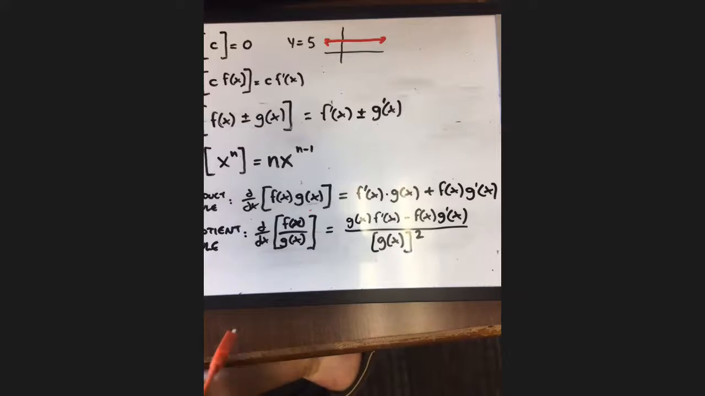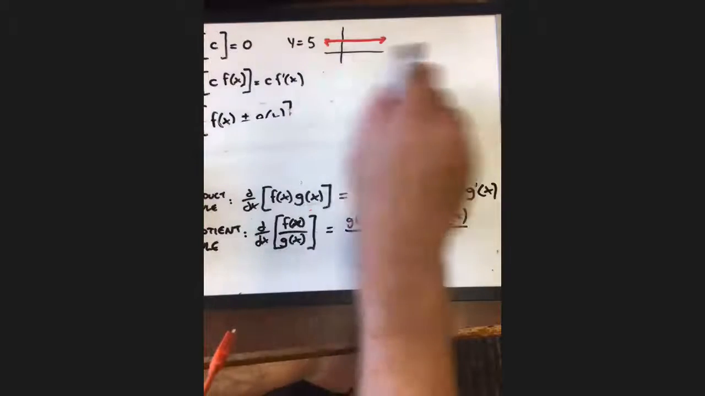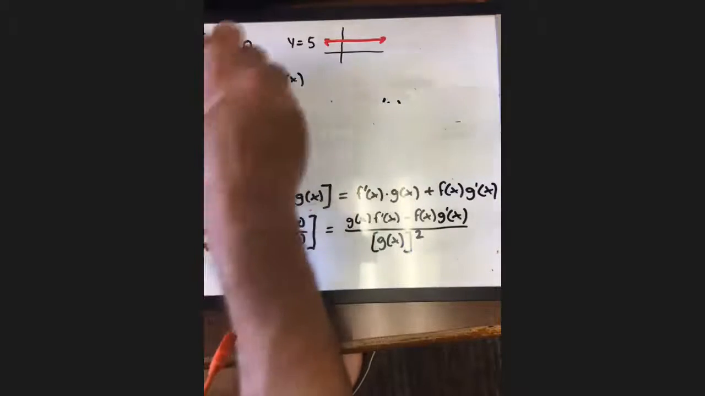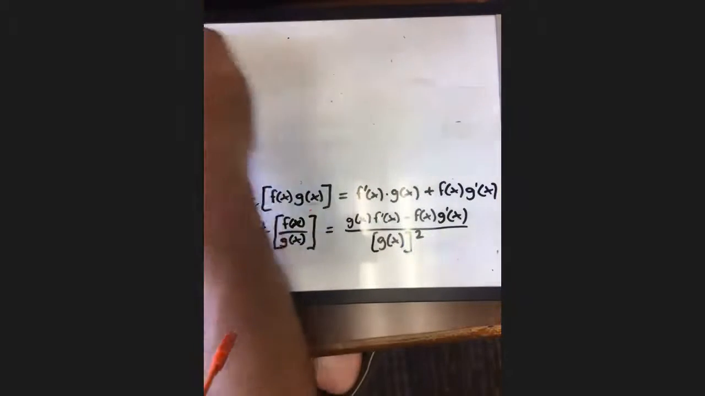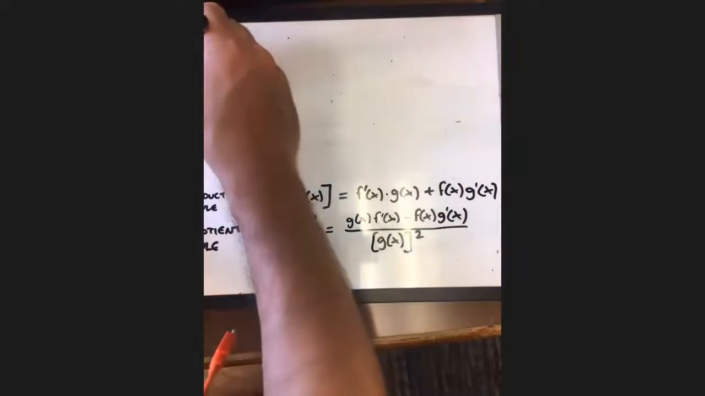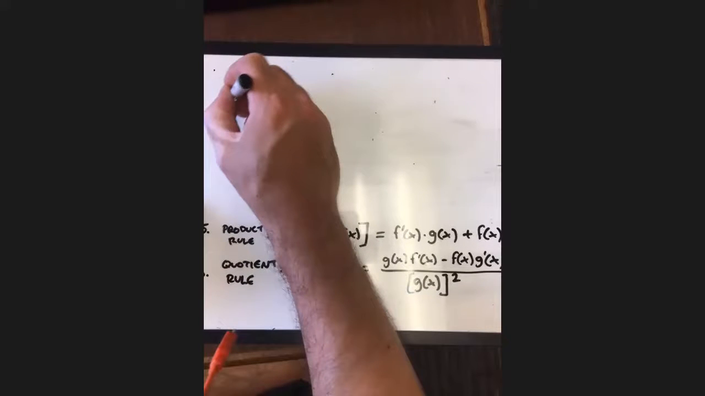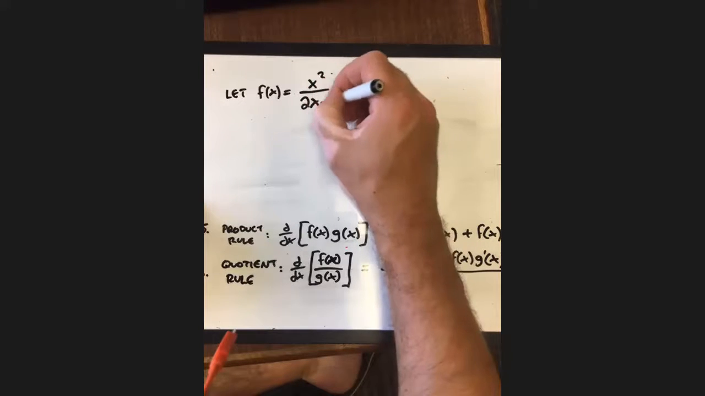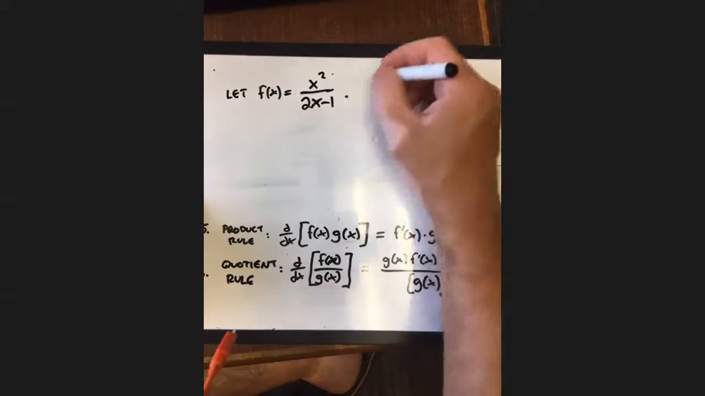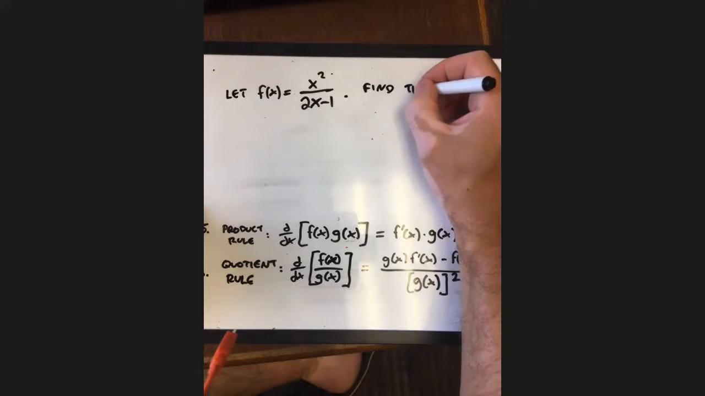So I'm going to erase some of the stuff up here and do an example of a quotient rule problem, and then maybe just a little bit of commentary on when we can avoid using these rules if possible. So let's do this. Let f of x equal x squared over 2x minus 1. And let's do the following. Let's find the slope of the tangent line.